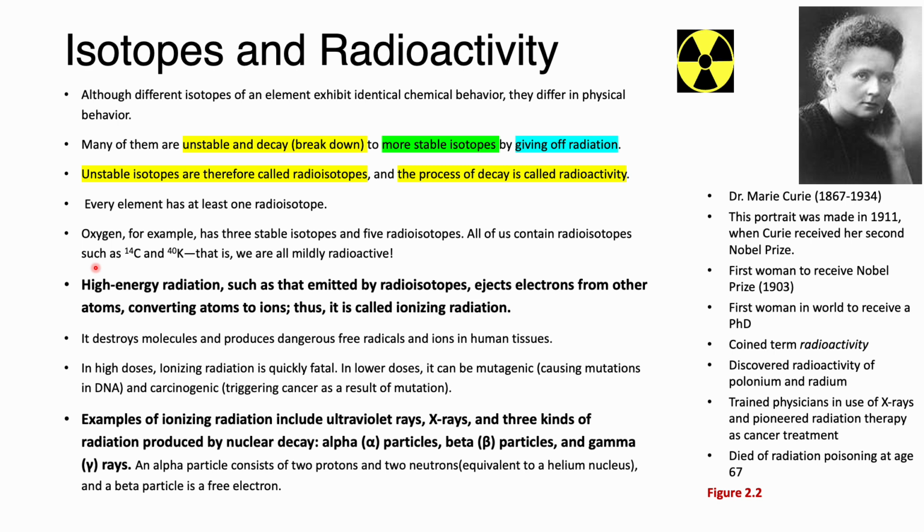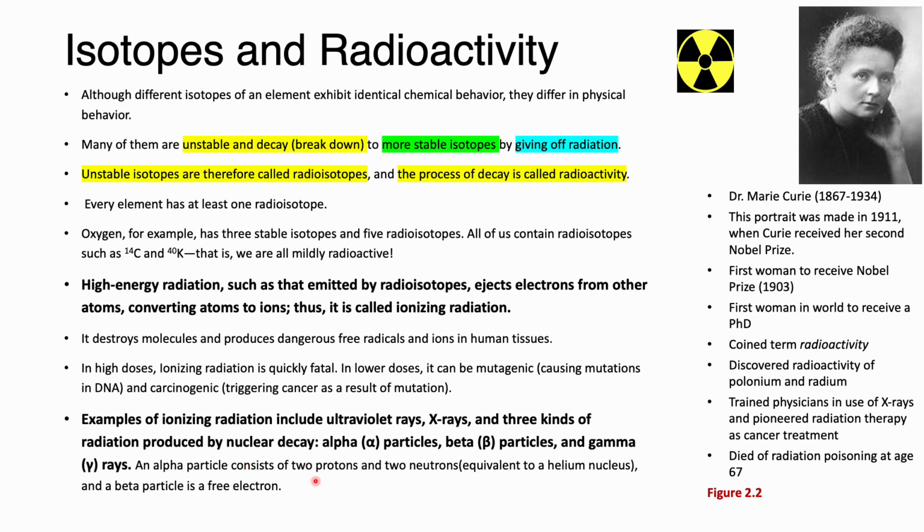So high energy radiation, such as that emitted by radioisotopes, ejects electrons from other atoms, converting those atoms to ions. That is why it is called ionizing radiation. Some examples of ionizing radiation are ultraviolet rays, also X-rays, and 3 kinds of radiation produced by nuclear decay. Those are alpha particles, beta particles, and gamma rays.